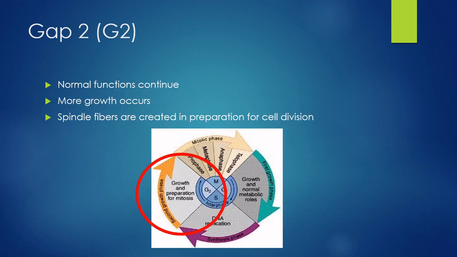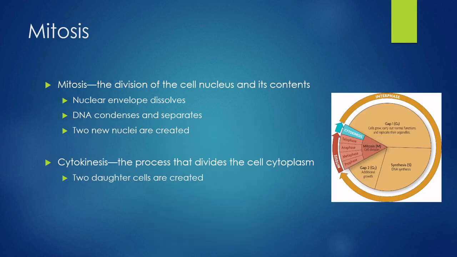And then finally, G2 is where we're going to kind of ramp up to divide. You're going to get more growth. You still have some normal functions happening. And then things like your spindle fibers, those long strings that you will see in mitosis, start to form. So this really is a preparation for dividing.